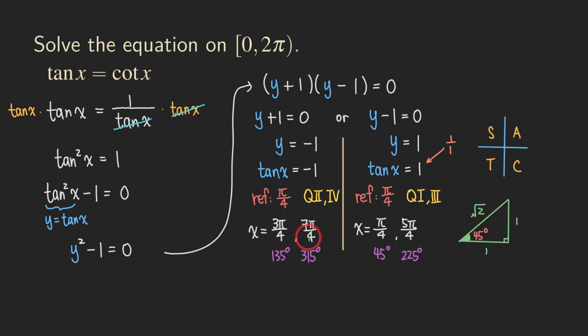Same thing for the 7 pi over 4. And on the other hand, we have tangent to be positive, and then of course in that case cotangent would also be positive. So if you plug in pi over 4 into the equation, then you are going to just get positive 1 on one side and then positive 1 on the other side. And that's also the same thing for the 5 pi over 4. Okay, so that's it for this problem.